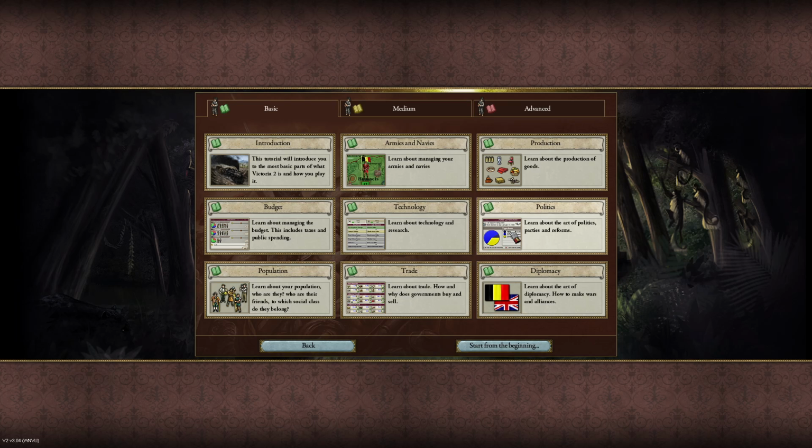I'm playing the tutorial series of Victoria 2 as a part of the countdown to Victoria 3 launching. And we're going to do politics this time. It's going to probably be a short video. We'll see how it goes.